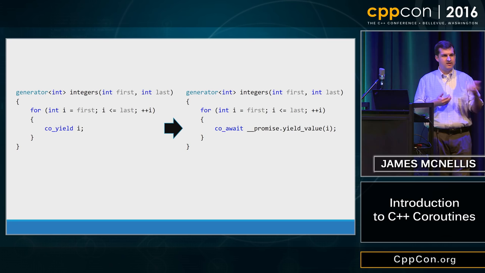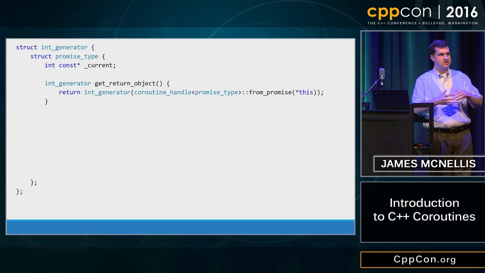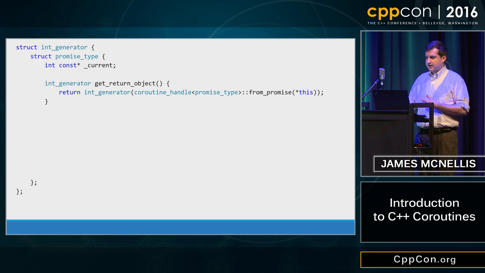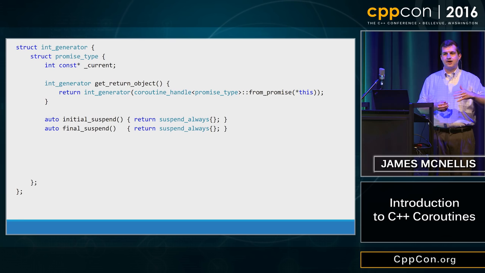In our promise type, we're going to store a pointer to whatever the current element is. We could also store the current element, but we could imagine building generators of some type other than int, where we may not want to make a copy of it or move it. Our get_return_object is implemented the exact same way it's been in the past. Our initial and final suspend are going to suspend always. The reason for this is we actually want to be explicitly resumed each time we want to get a value out of the generator.